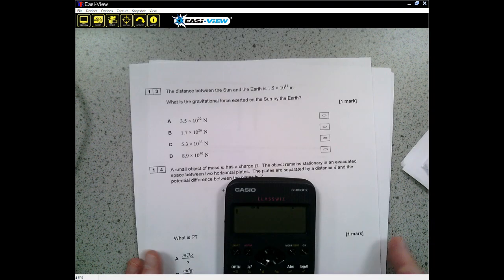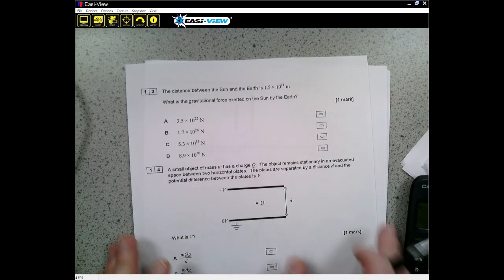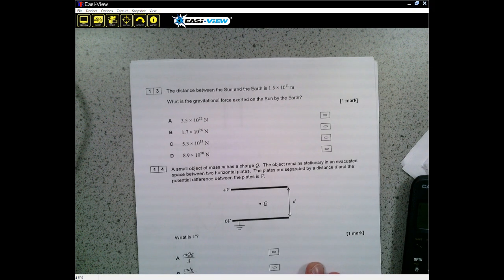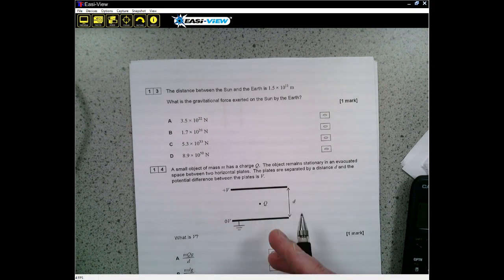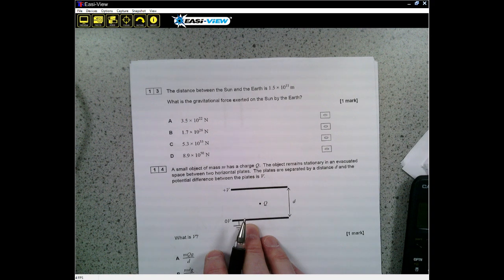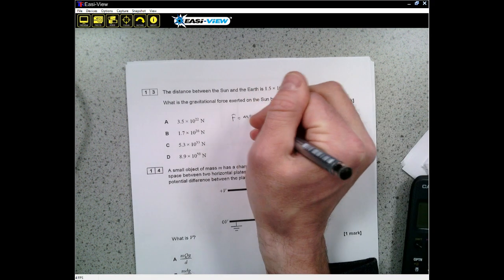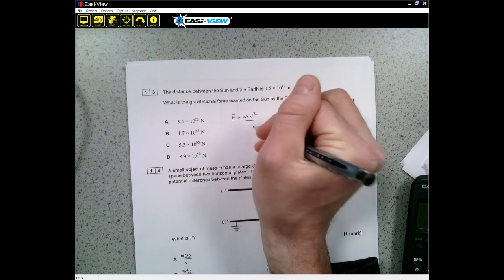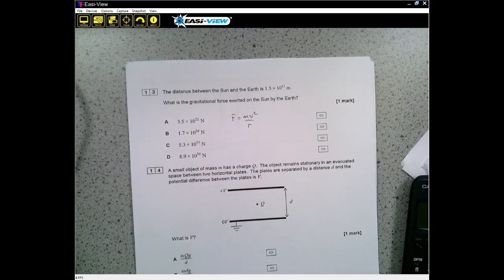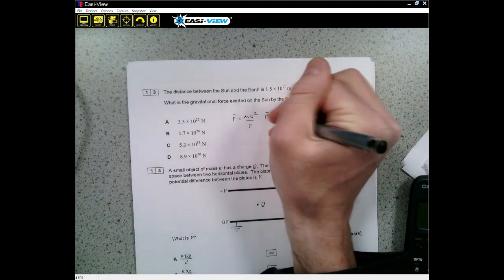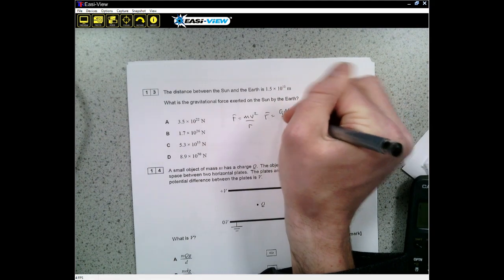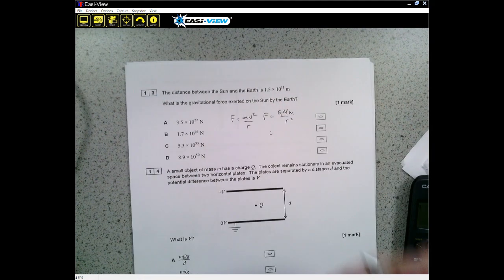Okay, the next one. Distance between the Sun and the Earth is 1.5 times 10 to the 11. What's gravitational force? You could do this with circular motion. You could do F equals mv squared over R. Working out like that. But I think it's going to be easier to do it Gmm over R squared. You should get the same values.